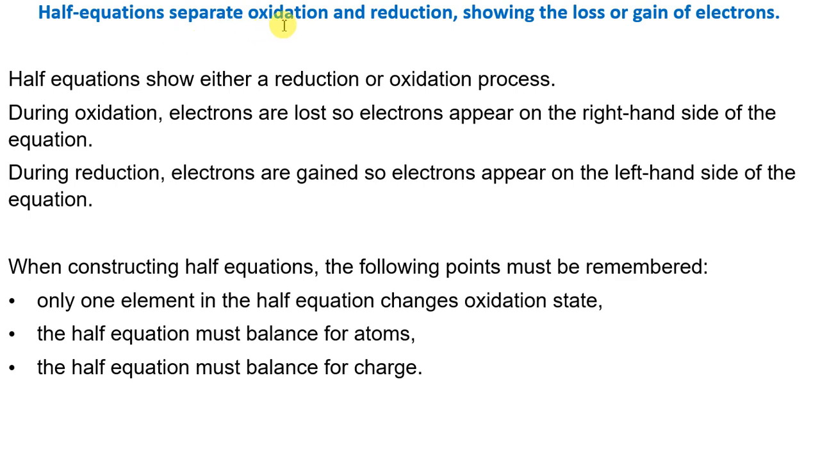Half equations separate oxidation and reduction, showing the loss or gain of electrons. They either show a reduction or oxidation process. During oxidation, electrons are lost, so electrons appear on the right-hand side of the equation. I must have plus a number of electrons, never minus. During reduction, electrons are gained, so electrons appear on the left-hand side of the equation.